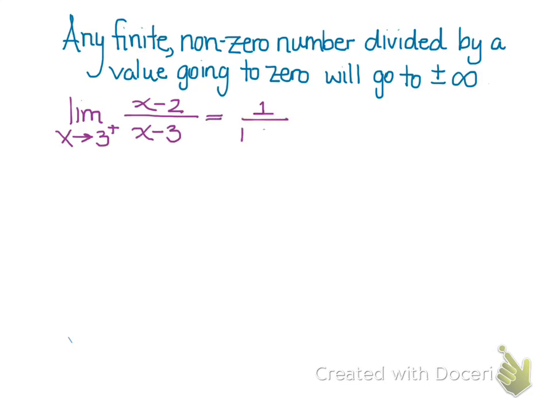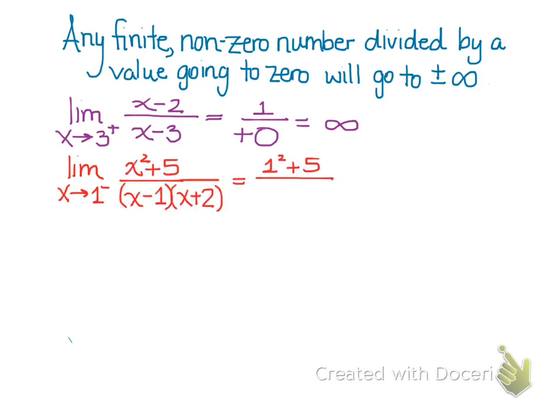Consider the limit as x goes to 3 from above of x minus 2 over x minus 3. Notice that the numerator is going to 1 because if I do direct substitution, I'll have 3 minus 2. The denominator, on the other hand, is a very tiny positive number. So 1 over a very tiny positive number goes to infinity. Another example, if x goes to 1 from below of x squared plus 5 over x minus 1 times x plus 2, I end up with 6 over a very tiny negative number, which goes to negative infinity.